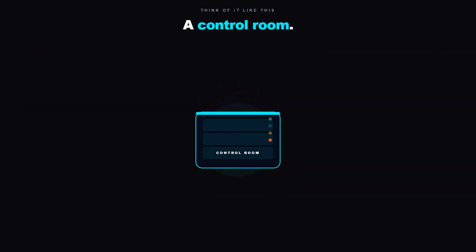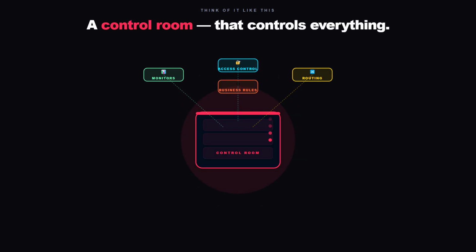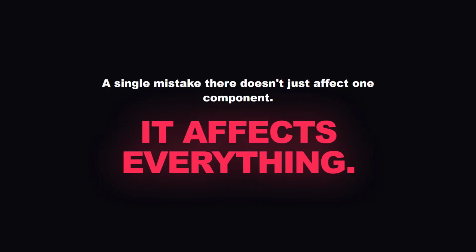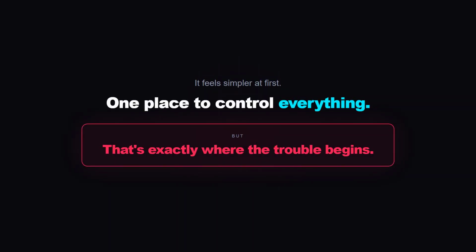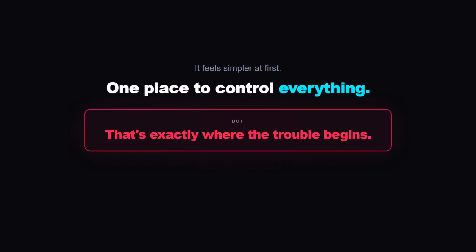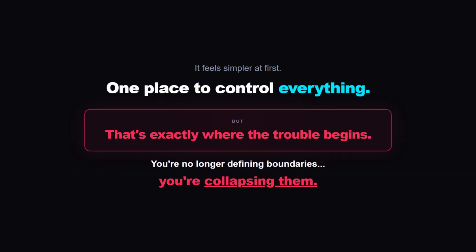Think of it like a control room. At first, it just monitors. Then it controls access. Then routing. Then business rules. Until eventually the entire system depends on that one room. Now, a single mistake there doesn't just affect one component. It affects everything. It feels simpler at first. One place to control everything. But that's exactly where the trouble begins. You're no longer defining boundaries, you're collapsing them.